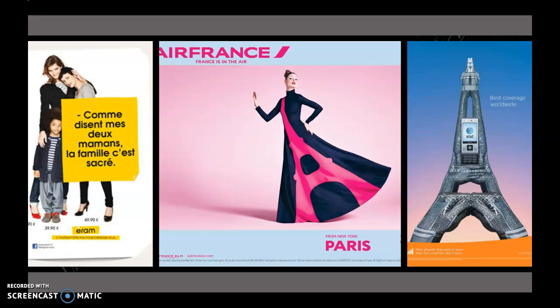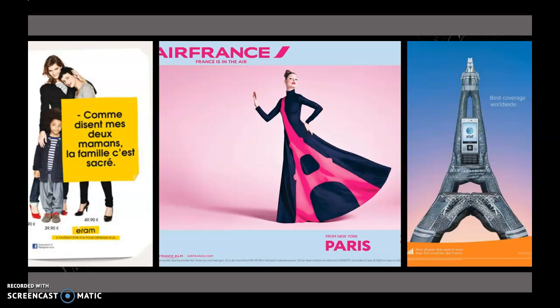Here are some more recent ads from France. Notice that the Eiffel Tower is dominant in the two ads on the right. That is a classic French symbol. The ad on the left shows a same-sex couple, something that is more acceptable in Europe than in the United States. These ads are characteristic of the ads you'd find in France.